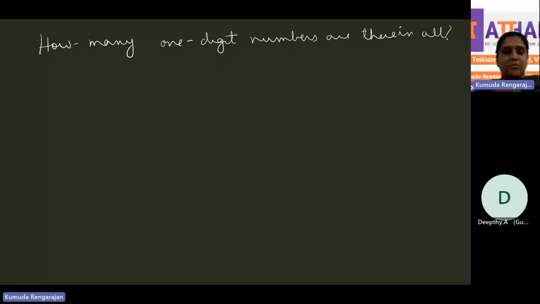So for this, what you have to do is write the largest, we'll understand how to do. So now this one is largest one-digit number. Which is the largest one-digit number? 9. Which is the smallest one-digit number?